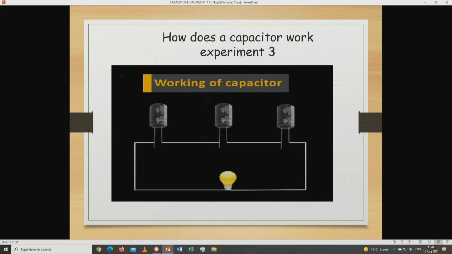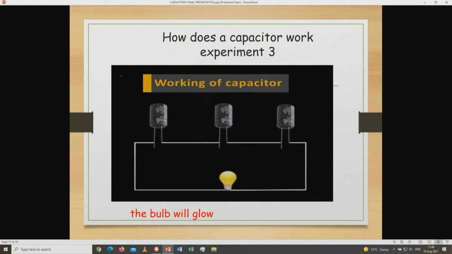Then lastly, we disconnect the battery or the cells. We now connect back the bulb to the same three capacitors that were charged earlier in experiment 2. Now, what you are going to observe is that the bulb will now glow.